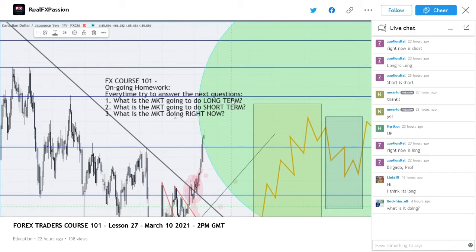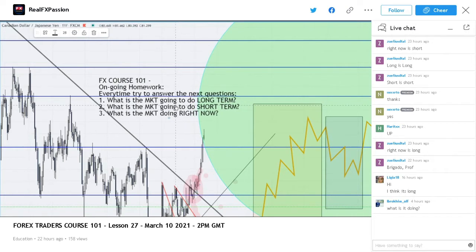So the long term, you know, the higher time frame controls the price movement and market direction on the smaller time frames. So the long-term view, if the monthly is going to go up, what is the weekly going to do? Long term.